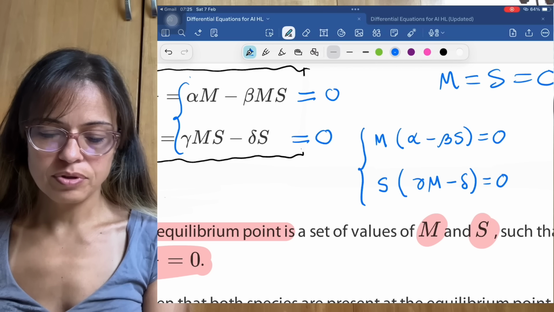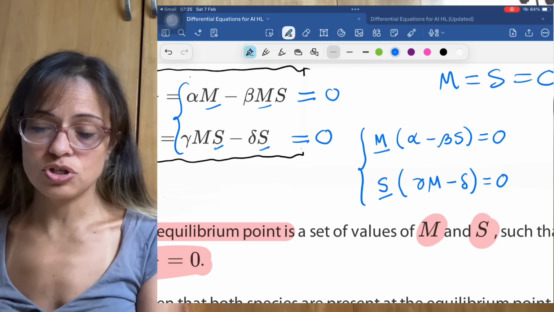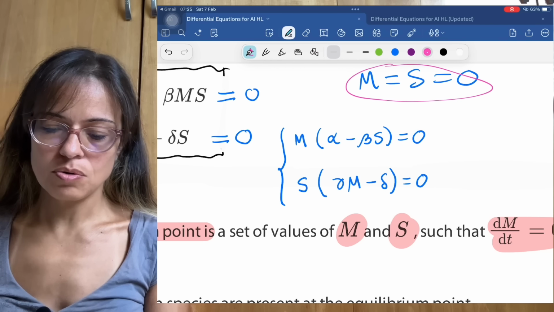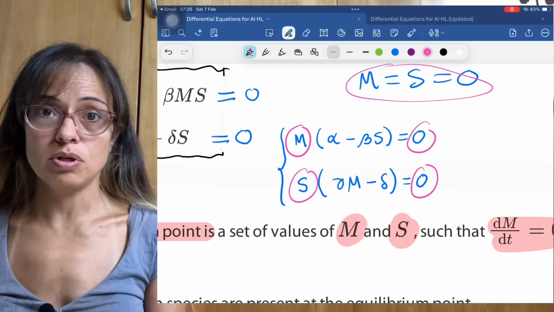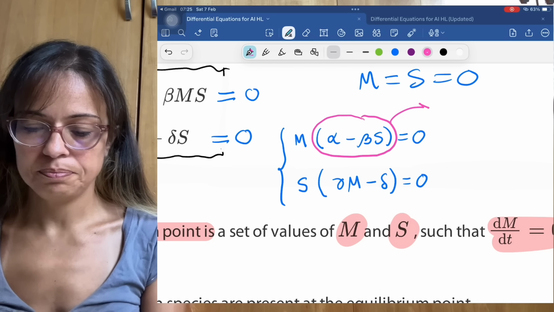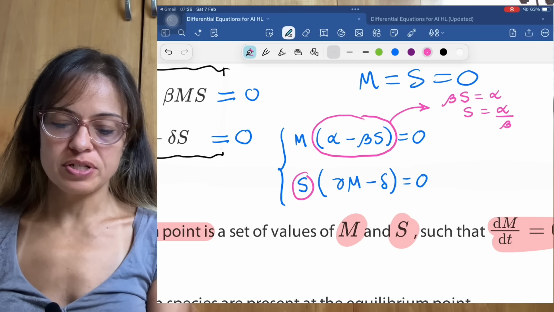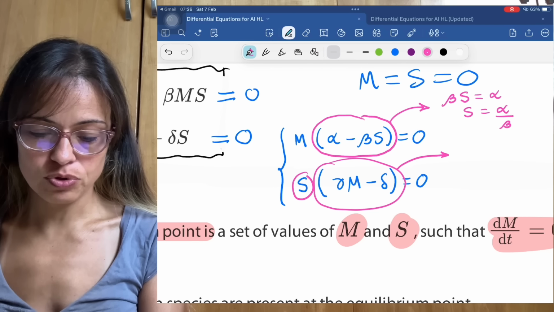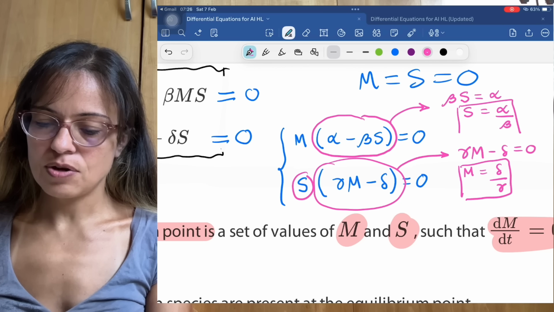Here I factored out the m from the first equation, factored out the s from the second equation, and now I see that m equals s equals zero is the solution where m is zero and s is zero, but that's not the only one. I can also have this thing being equal to zero. But then if that happens, s is not zero. So this one is not zero, but this one has to be zero so that both lines are equal to zero. So m has this value, s has that value.